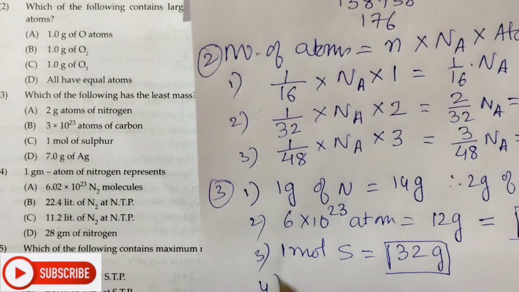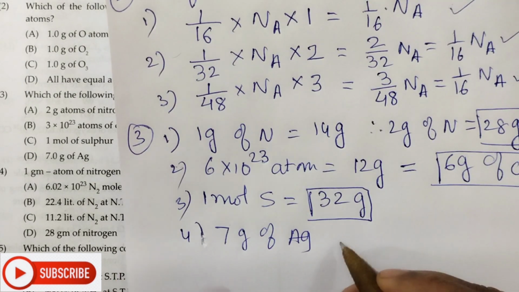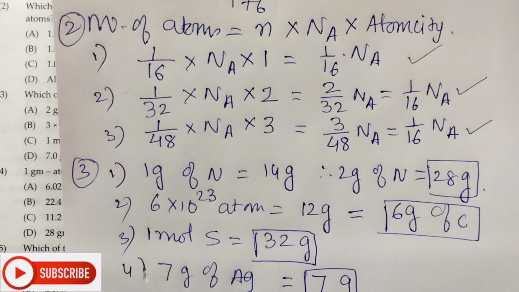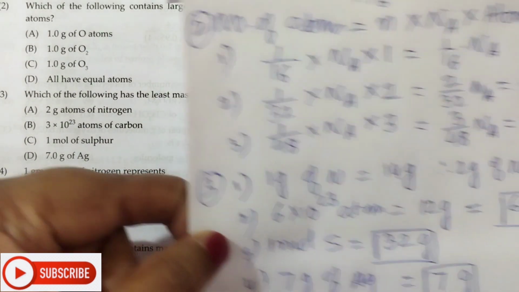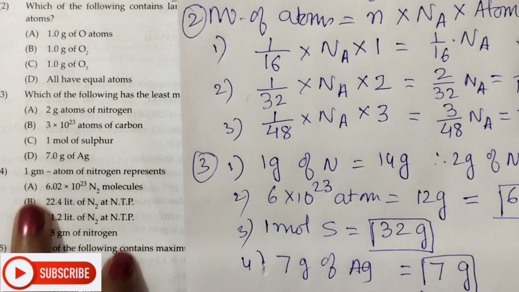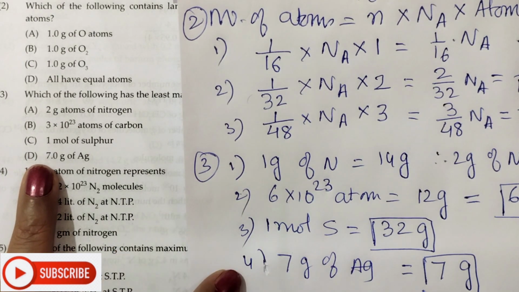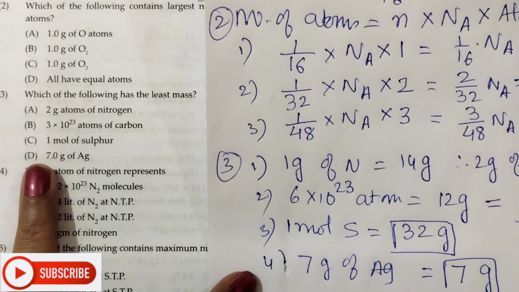See the fourth option, they have given 7 gram of silver. 7 gram of silver will correspond to only 7 gram. Now if I check the options, what is the question, student? They want the least mass. So least mass will be with, what, student? Is the 6 gram of carbon. So answer here is second option.